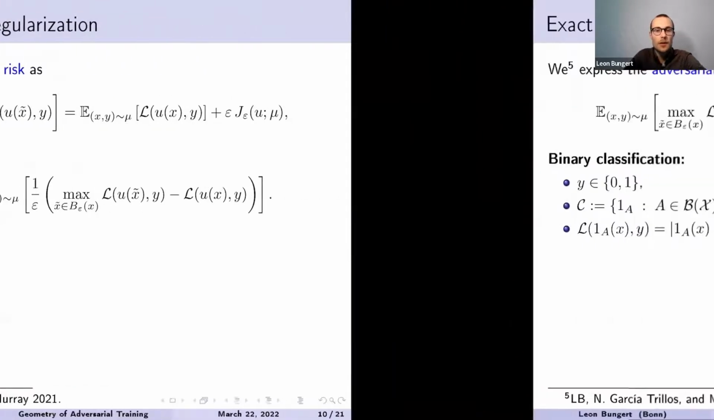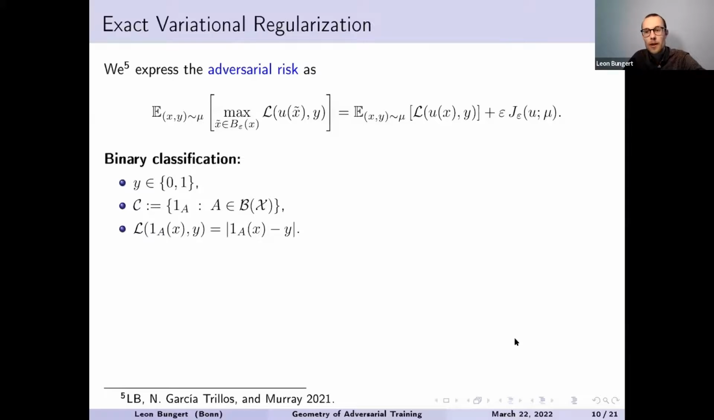And in this talk, I would like to remain in the setting of binary classification, where one can actually nicely classify this regularization functional. So in binary classification, the labels are in {0, 1}. Then the class of hypotheses is just a set of characteristic functions, which is of course a good model for binary classification. And the loss function in this case is just the absolute value of the difference.